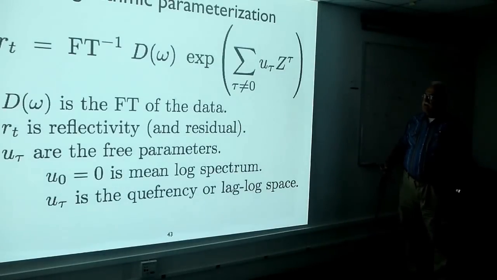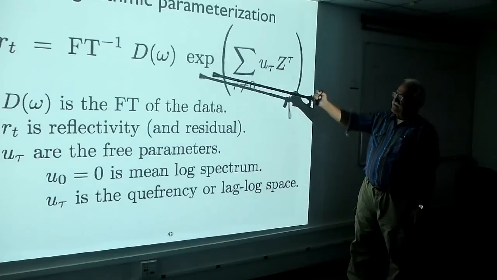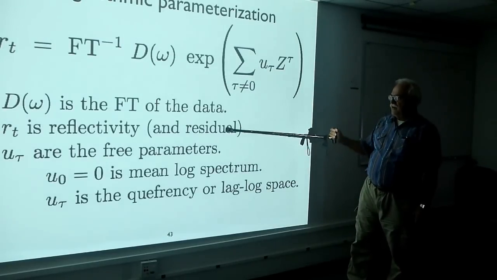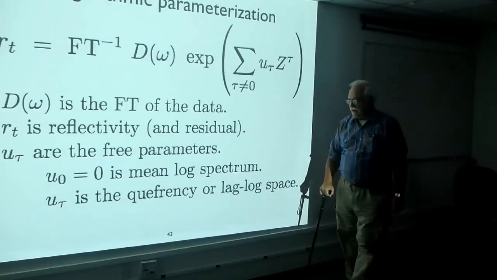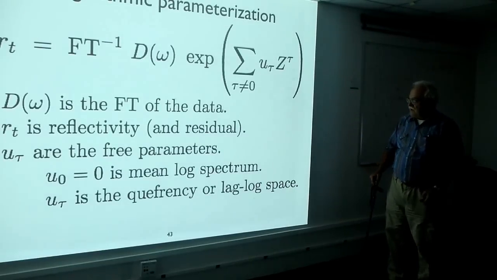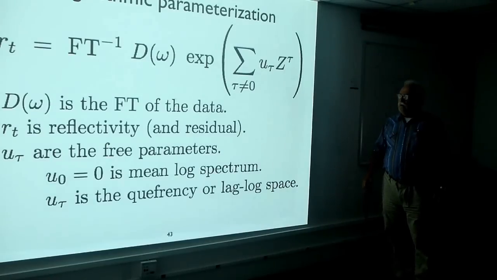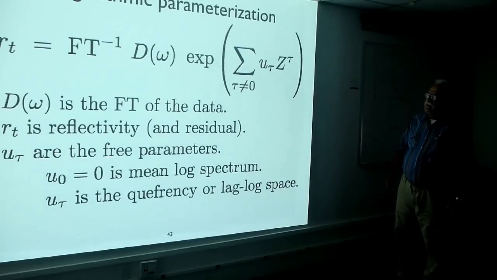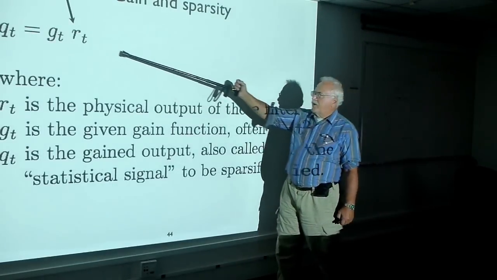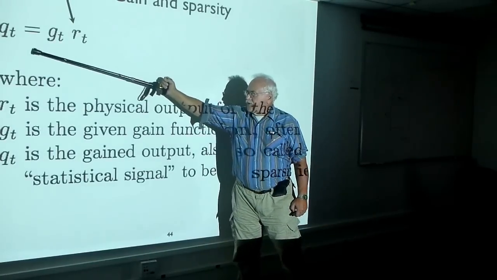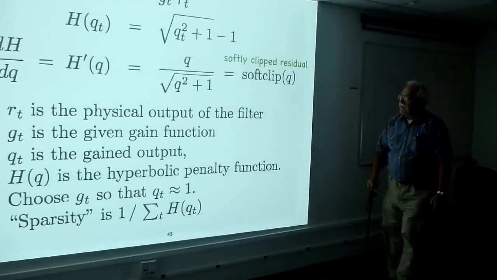Okay, so let's see how this works. Here's the data, and here's the filter. And we're going to Fourier transform that to get the residual, or the reflectivity, or the output. This is a function in physical space that's going to be decreasing in strength with time as the echoes get weaker. And the U variables are, of course, our lag log spaces, our adjustable parameters, and we're going to need to measure the penalty of the residuals. And so we're going to gain up the physical residual to get what I'm going to call a statistical residual. We're going to apply our penalty function to the statistical residual. That's where we're going to try to sparsify.